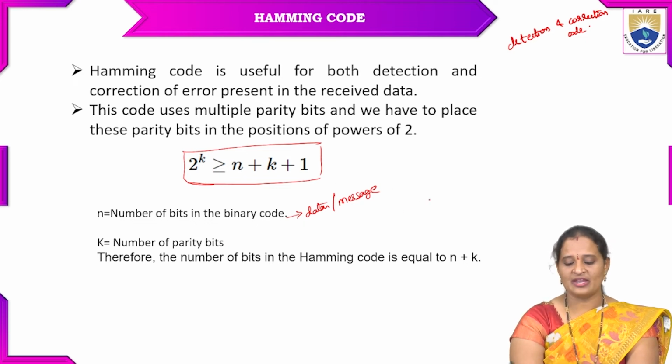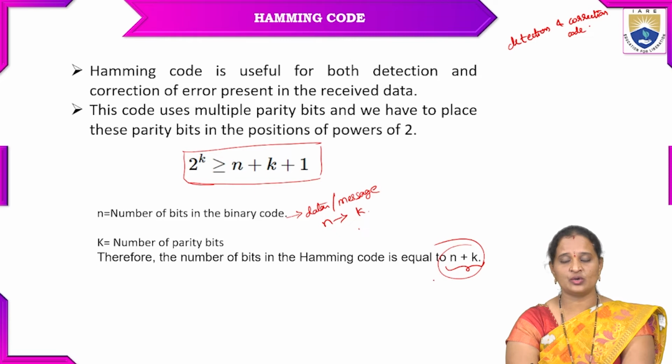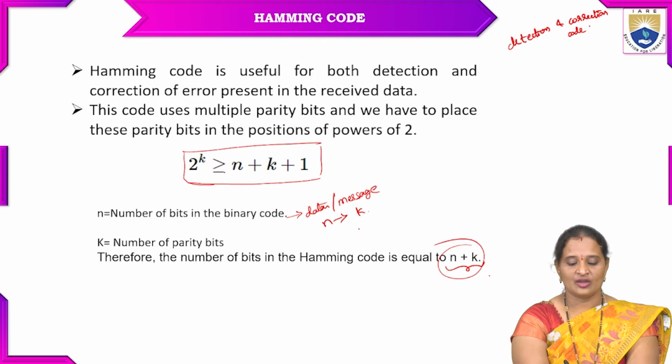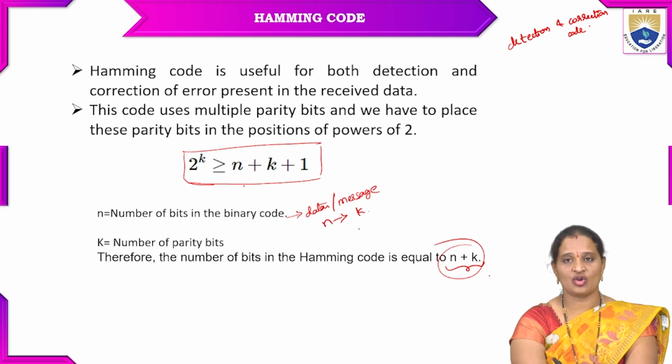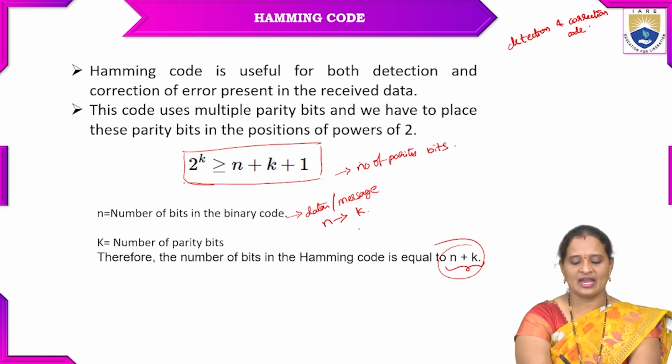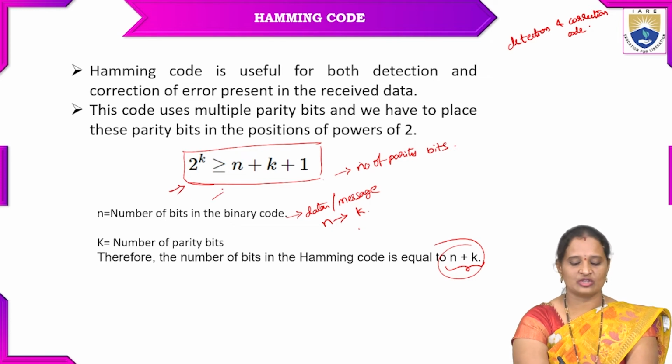Finally, the Hamming code length will be, since we have n bits in the message and we are adding k bits of parity, equal to n plus k. So the criteria should be satisfied, that is 2 power k greater than or equal to n plus k plus 1, in order to decide the number of parity bits to be added. We are deciding the number of parity bits based on this criteria.